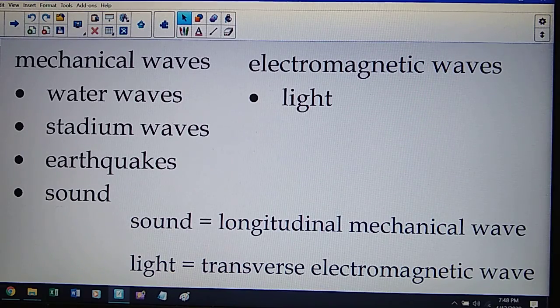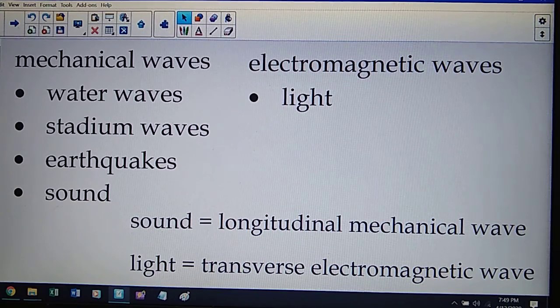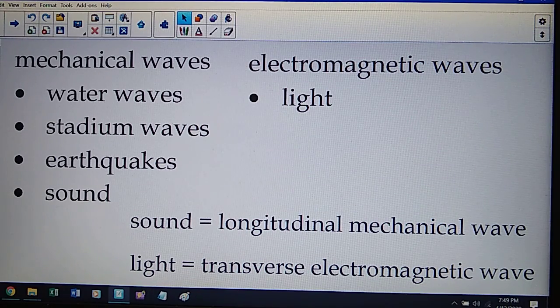Key takeaway, though, here is that sound waves are longitudinal and mechanical. They are parallel motion and they must travel across matter. They are vibrations of matter. Light waves, on the other hand, are transverse and electromagnetic. The particle motion is perpendicular and it's capable of traveling through matter or vacuum.